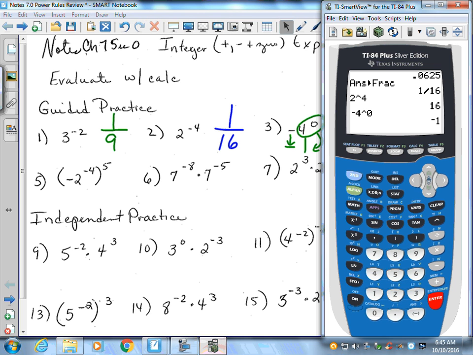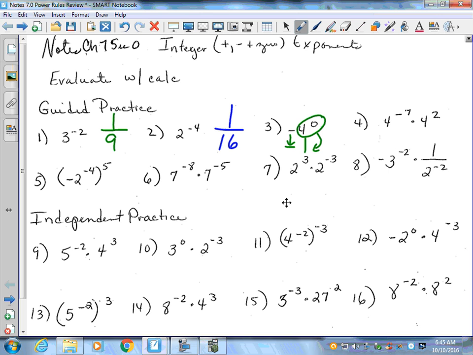So we have 4 to the negative 7 times 4 to the 2nd. Math frac. And we end up with 1/1024. Wonder how many 4s it takes to make that. Because over here, 2 3s made 9 and it went down because it was negative. 4 2s made 16, it was negative. Just wonder what makes that.